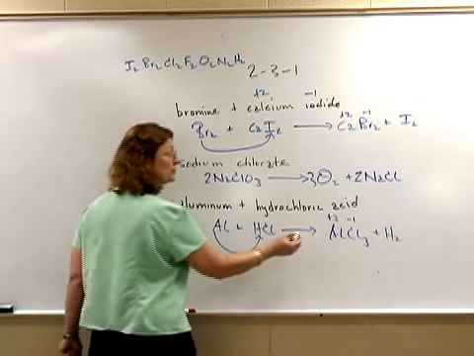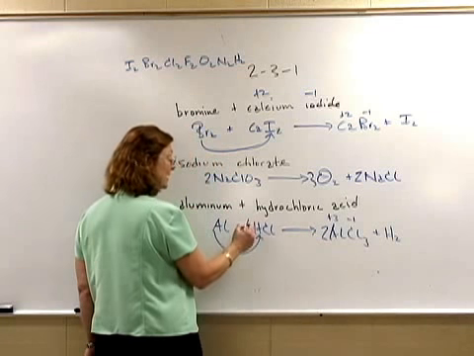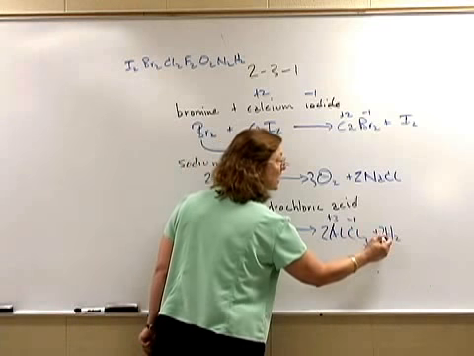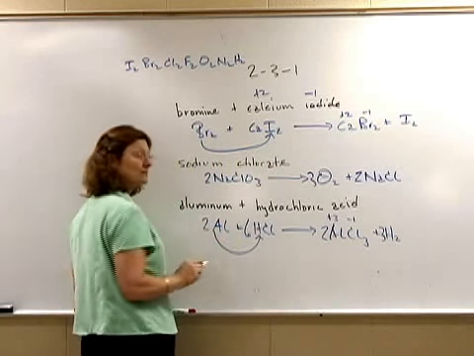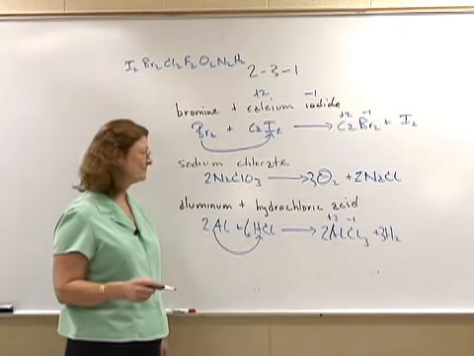Now, I'm going to put a 2 in front of this aluminum to get 6 chlorines so that I get 6 here. And then I must have 3 hydrogens, and I had 2 aluminum, so I need 2 aluminums. That one was a bit more challenging, but I know you can do it.